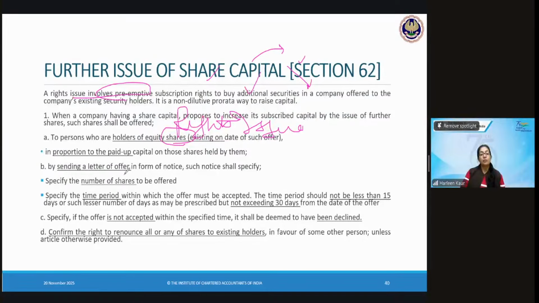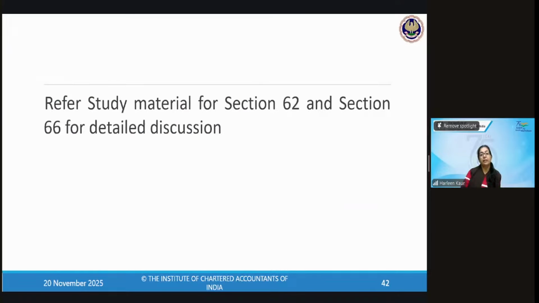So a letter of offer will be sent to them. And what is the time period for accepting this offer? Minimum 15 days, maximum 30 days. Can a private company be given less than 15 days time period also? Yes, ma'am. If 90% of the shareholders have consented, a time period of less than 15 days can also be given to them. We have already done the detailed discussion of section 62 and 66 earlier.